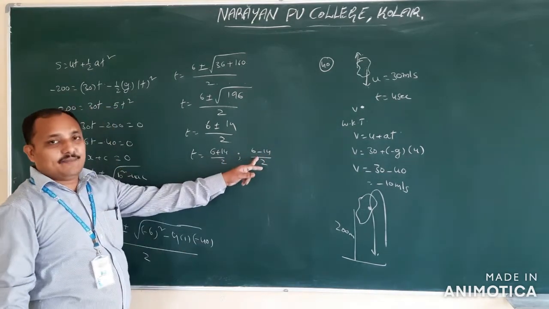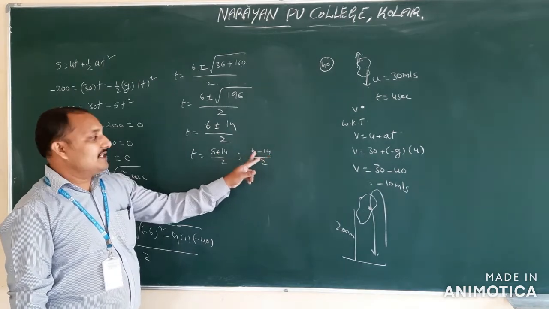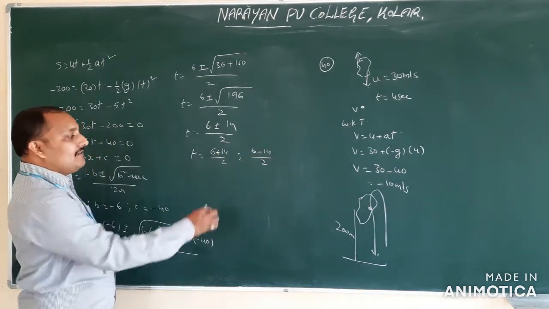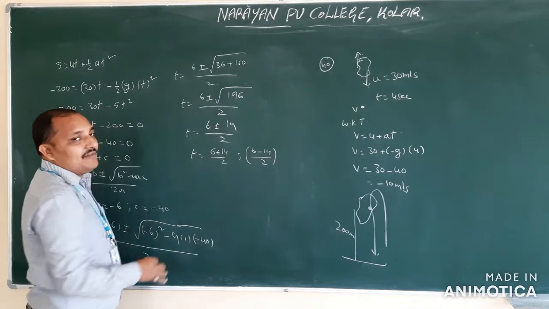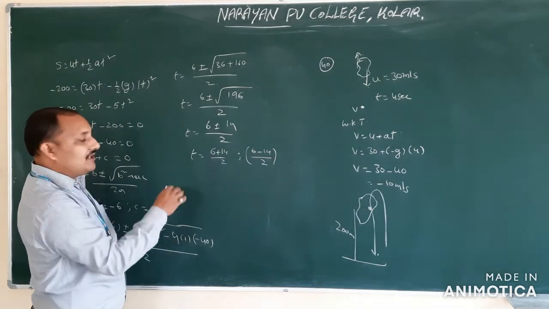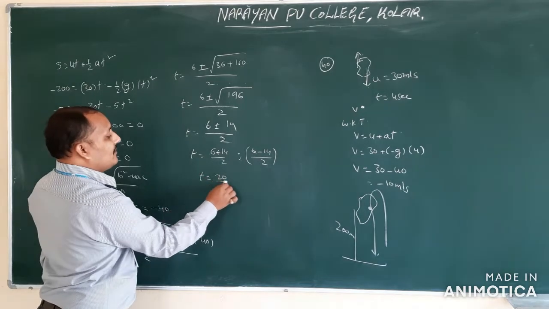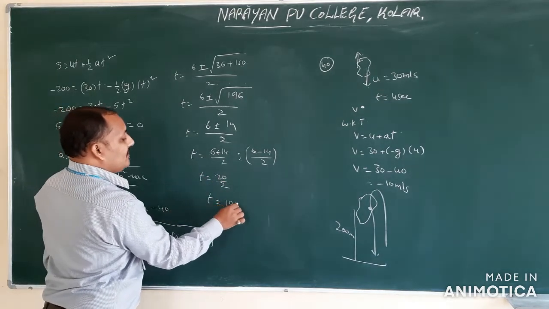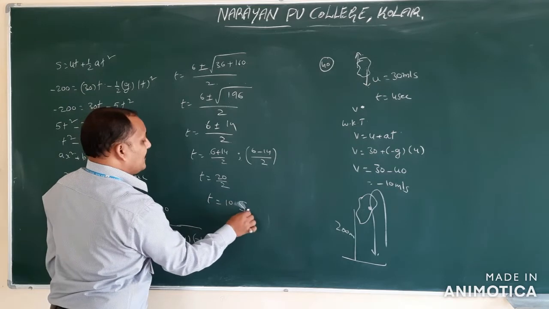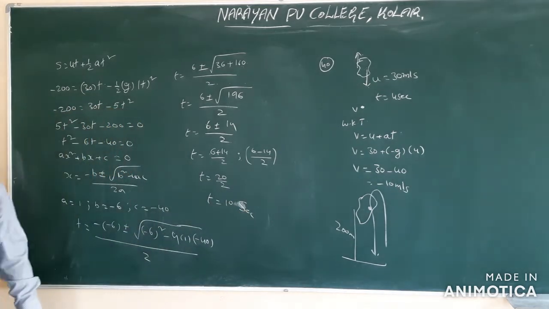Why we won't take minus means because time won't be negative. 6 minus 14 value will get negative. Therefore always we will neglect minus whenever this type of equation is coming. 6 plus 14 is 20. T is equal to 20 by 2. 20 by 2 means 10. So 10 time they are asking. Therefore 10 seconds is the answer.